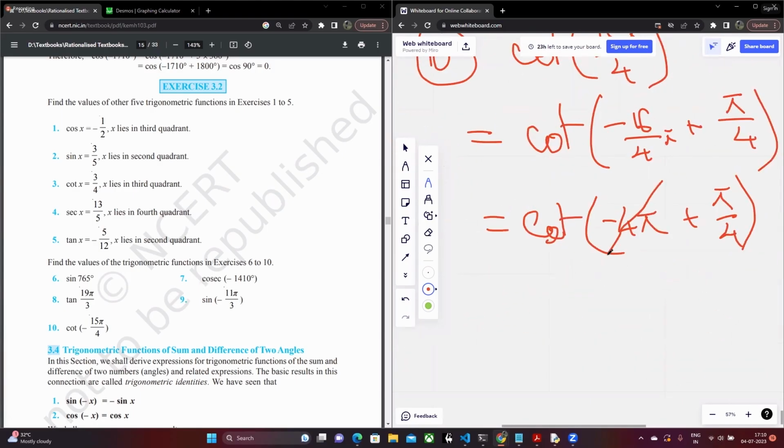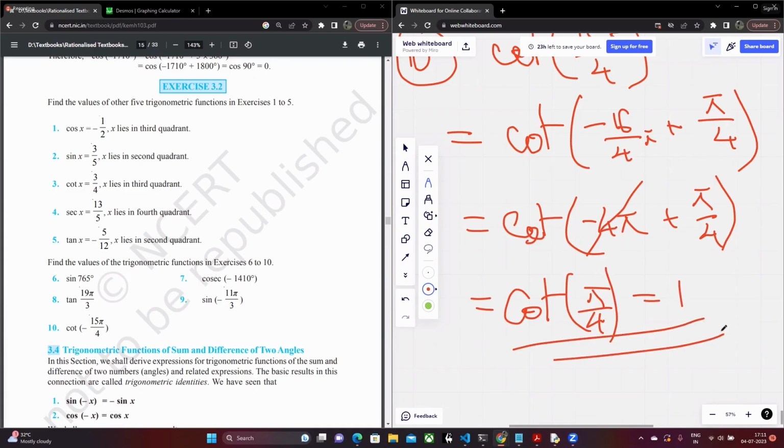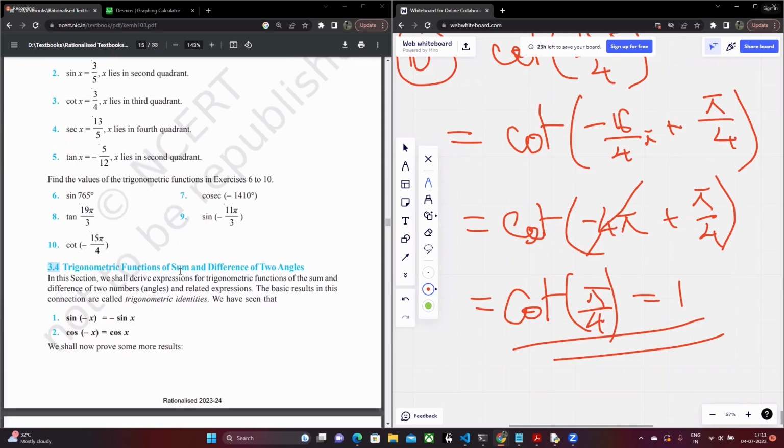Right? Since 4 pi is 2 complete revolutions, you can basically ignore it, because chord of 2 n pi plus theta is chord theta. Whatever of 2 n pi plus theta is whatever of theta. You can just remember that. If you have complete revolutions, you can basically ignore them, right? Which is chord of pi by 4, which is 1, right? With that, we complete exercise 3.2.